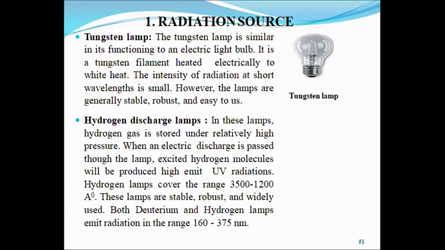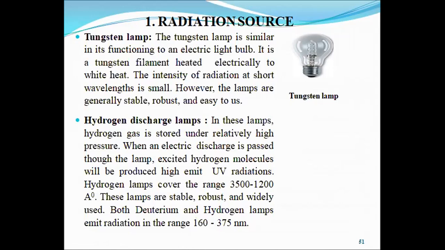Let us see a few of these radiation sources. First of all, the tungsten lamp. This tungsten lamp is similar to the electric light bulb which we use at our homes. A tungsten filament inside the bulb is heated electrically to produce white heat, and the intensity at short wavelength is small. These lamps are stable and very easy to use.